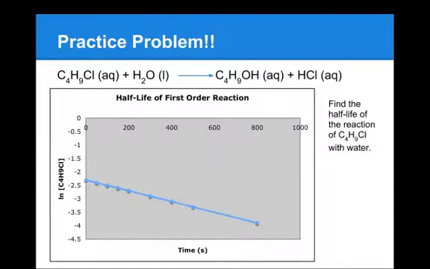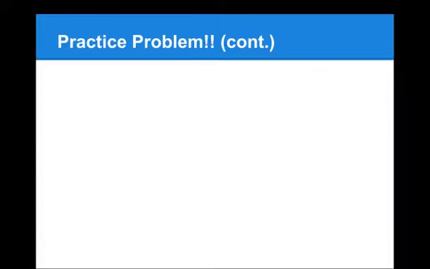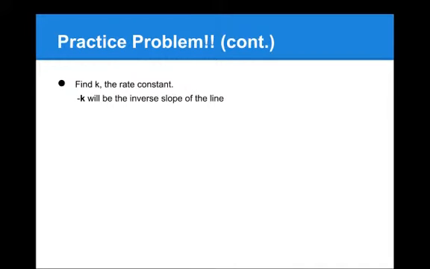Find the half-life of the reaction of butyl chloride with water. First find K, the rate constant. K will be the inverse slope of the line. Use 2 points to find the slope.